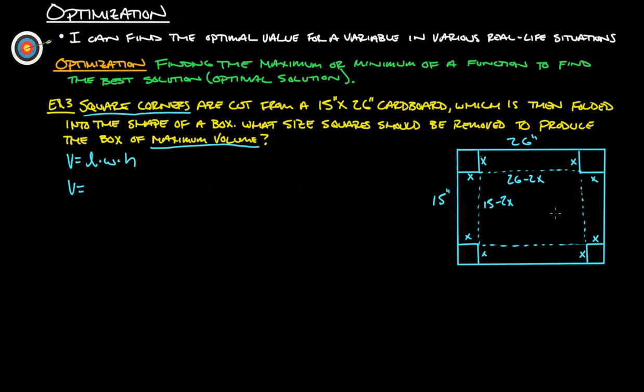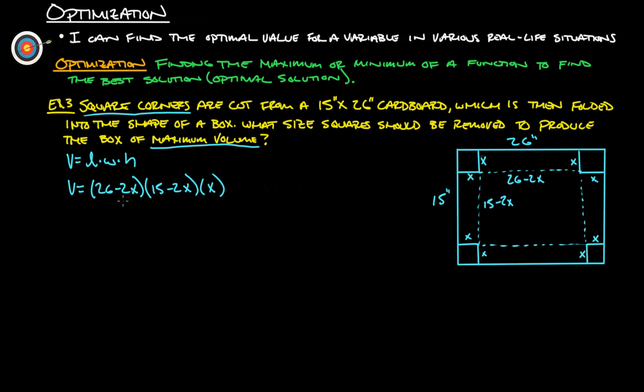So volume is going to be, let's call length this way. Once we fold this up, we'll have a box, and we'll call the length 26 minus 2x. And then we'll call the width, say this here, 15 minus 2x. Okay, and then the height, when you fold these all up, is just going to be this x, because we're going to take this flap here and fold it up, so now it's going to be x units high, so all times x. So there's our length, our width, and our height.